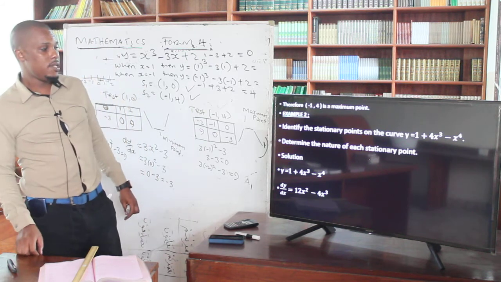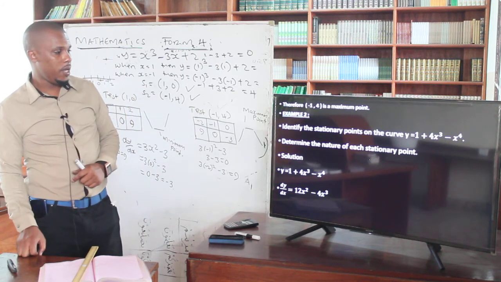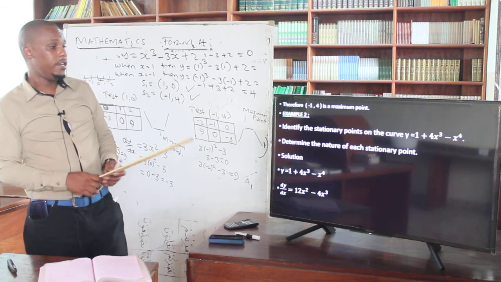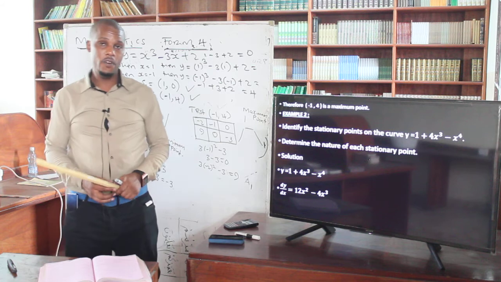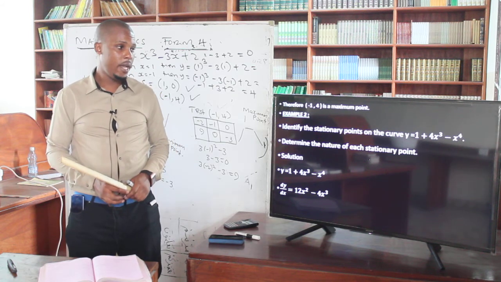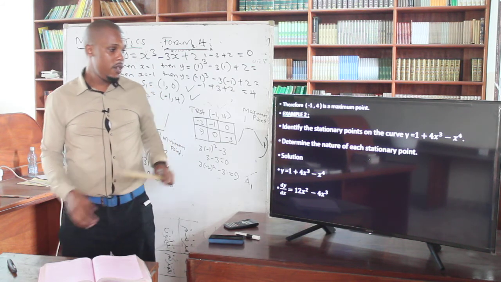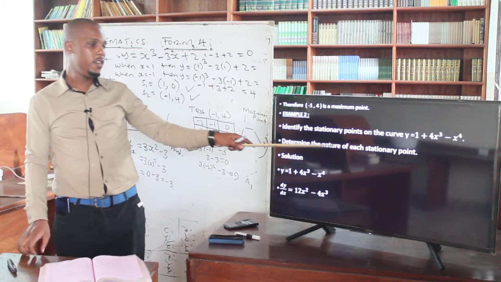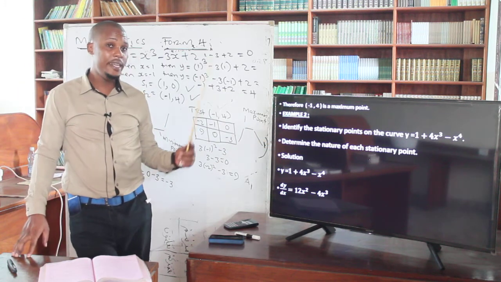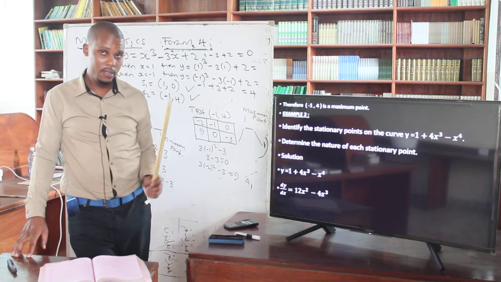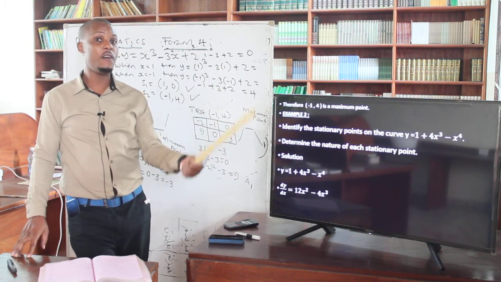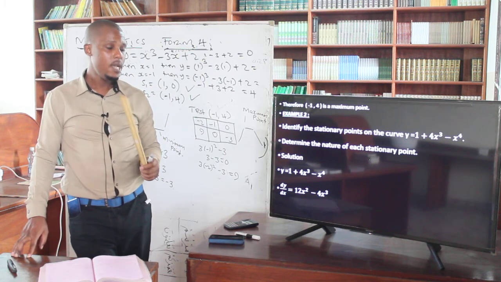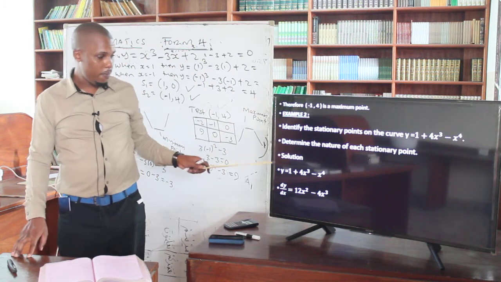So in this case, I'm insisting that when you go to the next part, we are saying example number 2: identify the stationary points of the curve y = 1 + 4x cubed minus x to the power 4. Then you have to determine the nature of each of the stationary points. So you identify the stationary points, then you determine the nature. Then on my next lesson, you sketch those points. So let's go. The first step, you have the solution.